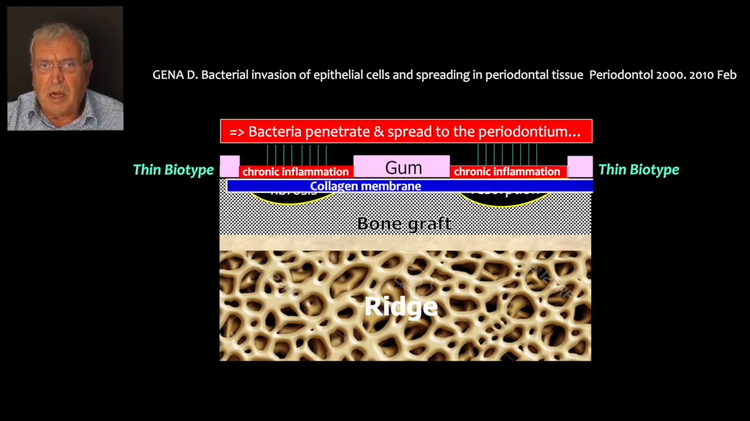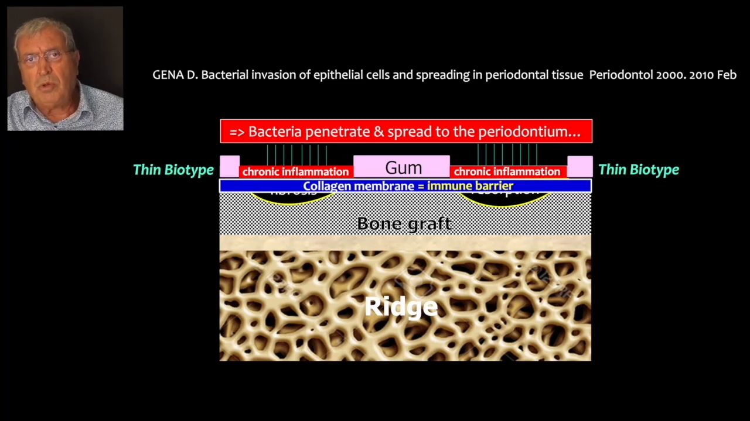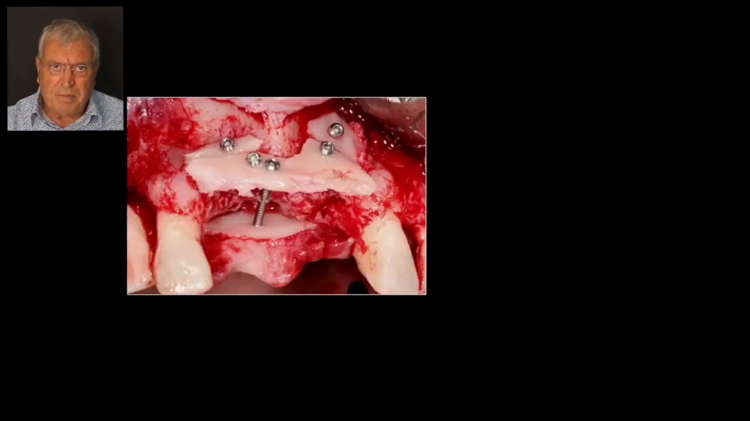We are advised to place a collagen membrane. What is the function of the collagen? It's not a cell barrier. The collagen is an immune barrier, blocking the cytokines coming from the gum. But we can start to talk about if the gum is not inflammatory. Do we need a membrane? No. We don't need a membrane if the gum is thick enough, because the bacteria don't penetrate; the periosteum will do the job because it's a collagen membrane.